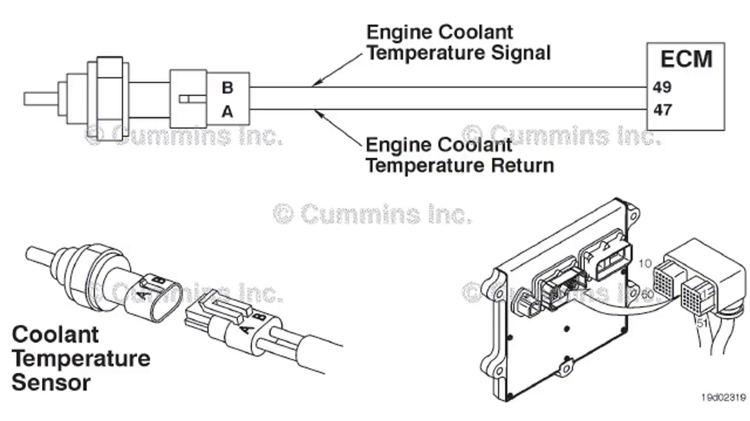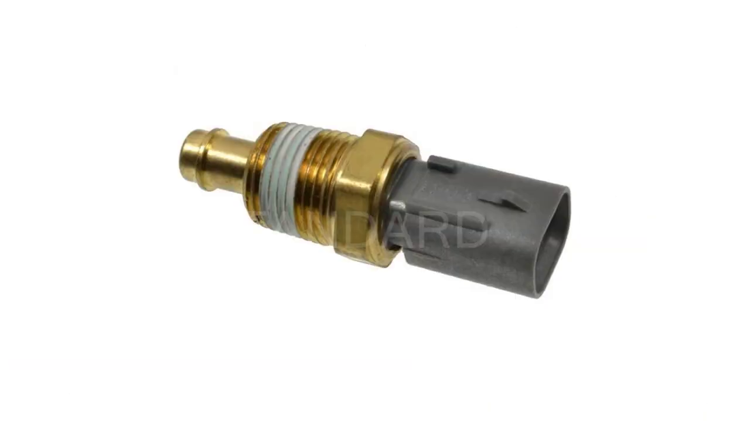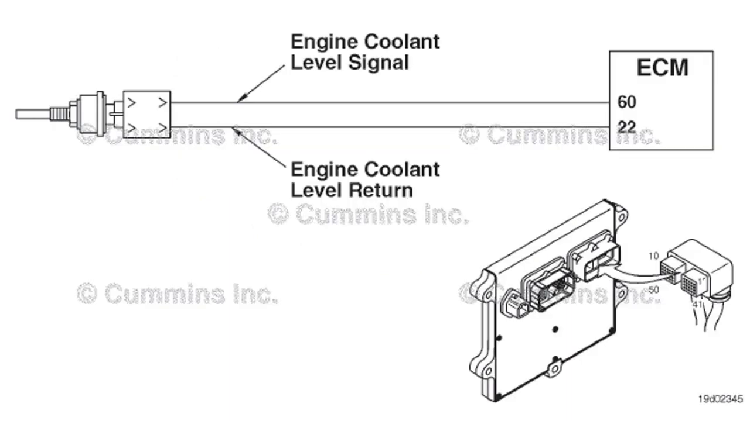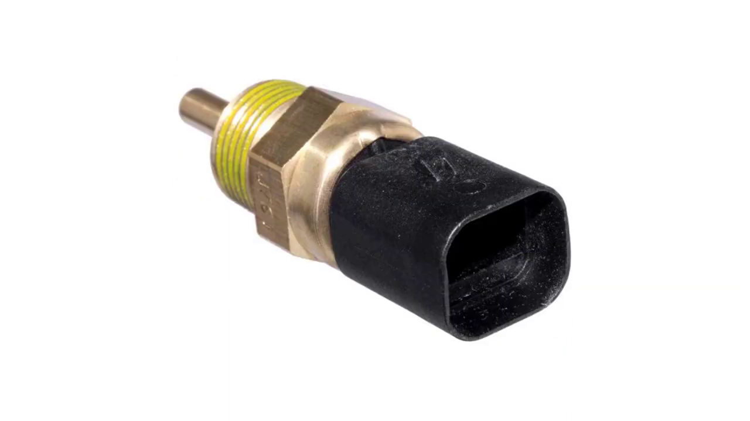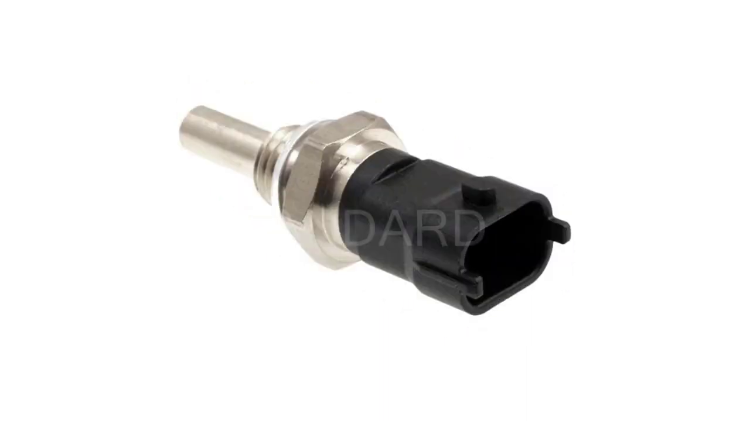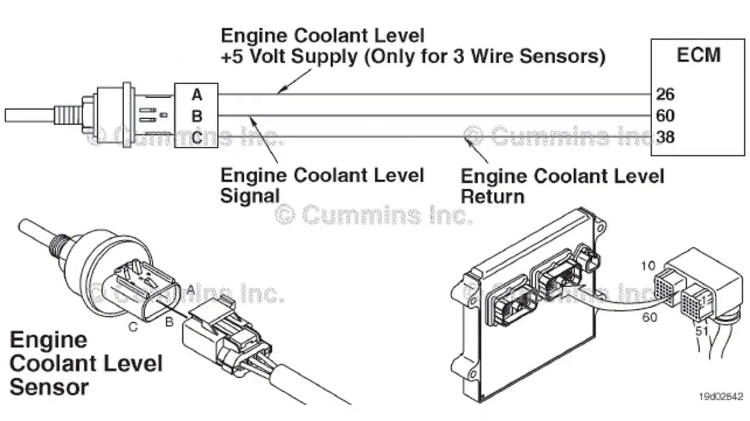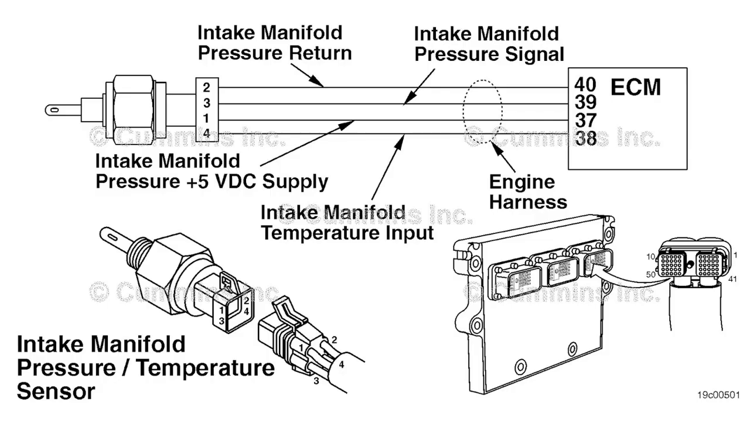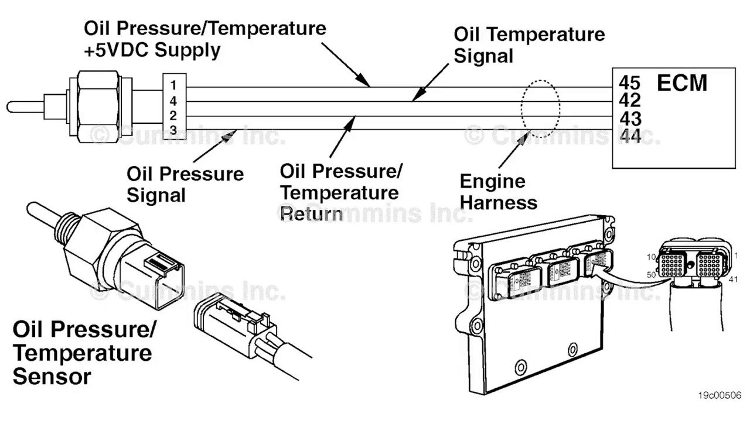Here are the steps to fix SPN 1180 and FMI 0. Step 1. Check the engine coolant temperature sensor. The first step in fixing SPN 1180 and FMI 0 is to check the engine coolant temperature sensor. This sensor is typically located on the engine block or cylinder head and is connected to the wiring harness with a connector.